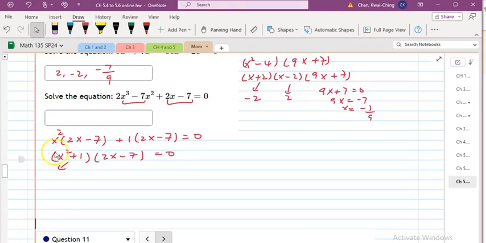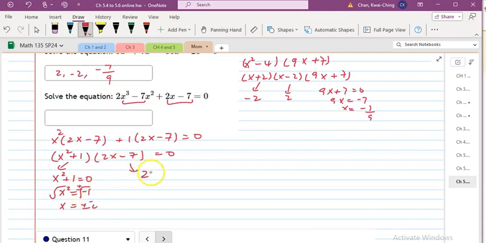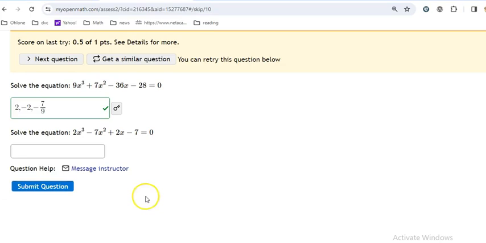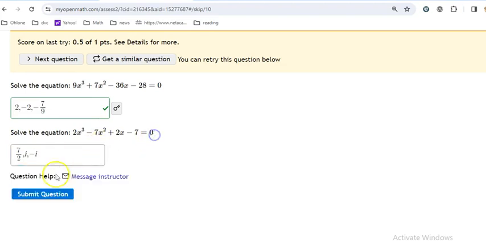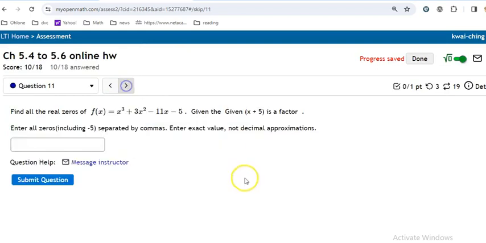So this would become x squared plus 1 equal to 0. That means x squared equal to negative 1. Square root both sides, it will be plus and minus i. And for this one, it will be 2x minus 7 equal to 0. 2x is equal to 7, because I add 7 to both sides. x is equal to 7 divided by 2. So 7 over 2, then i, comma, negative i. Oh, that's good, they want i.